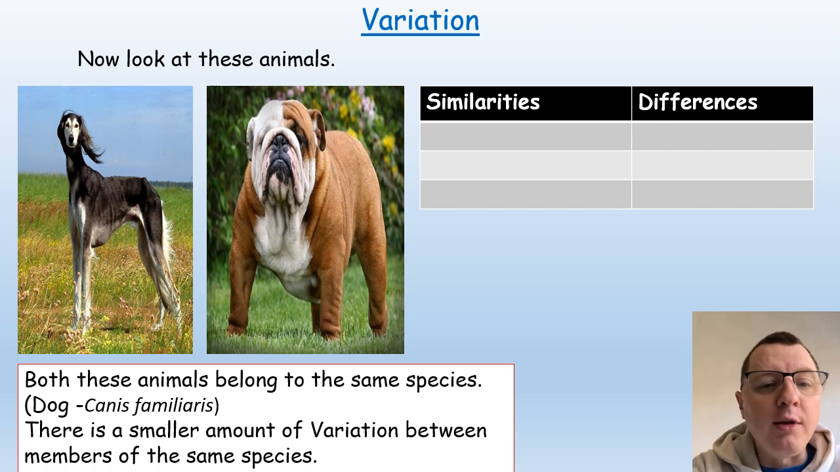This is one of the ways that we can begin to recognize what a species is by looking at the variation that is contained in the differences between two individuals. If there's only a small number of differences, they're likely to be the same species.